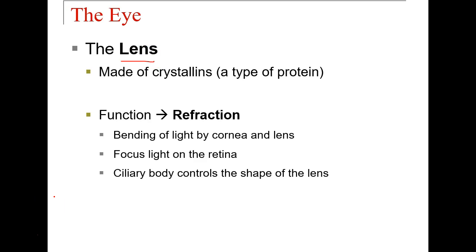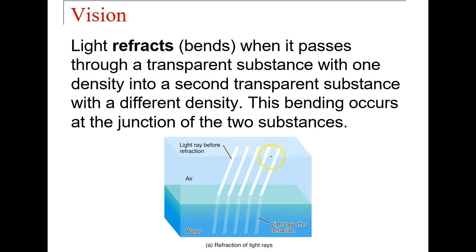So the lens is very important when it comes to refracting light or bending light. This is to focus that light on the fovea centralis of the retina. So that bending is happening at the cornea as well as at the lens. Okay, focusing light on the retina, and then the ciliary body is controlling the shape of the lens. So refracting light, if you've ever looked into water and you go to reach for, say, a rock, you'll notice that when you do, it seems your arm bends in a slightly different direction than you initially thought. This is refraction of light.